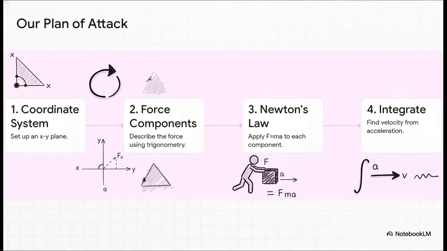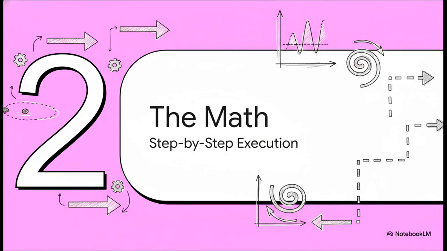And here is our game plan. This is a super reliable strategy in physics. You're going to use it all the time. First, we're going to lay down an XY coordinate system. Second, we'll use a little bit of trigonometry to break that spinning force down into its x and y pieces. Third, we'll apply F equals ma to the x direction and the y direction separately. And finally, we'll use some calculus and integrate to get the velocity. Simple as that.